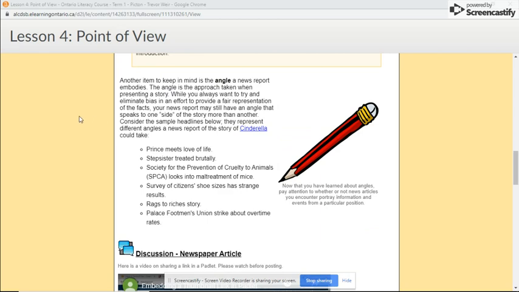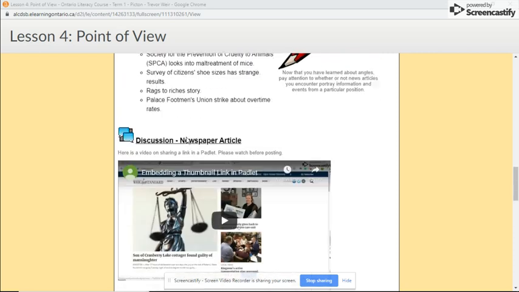A little discussion about the angle of a news report, how to create an angle on a news report, how to identify news reports with an angle, so with a certain slant, like I said, whether it be conservative or liberal, etc. And we want to try to write our news articles when we do our writing with as little angle as possible.